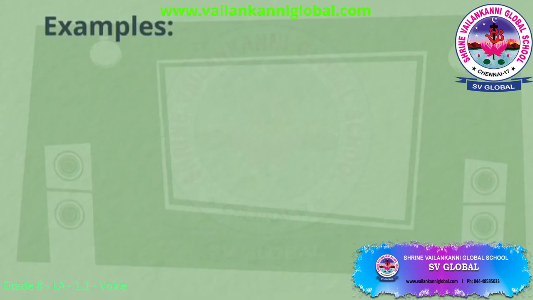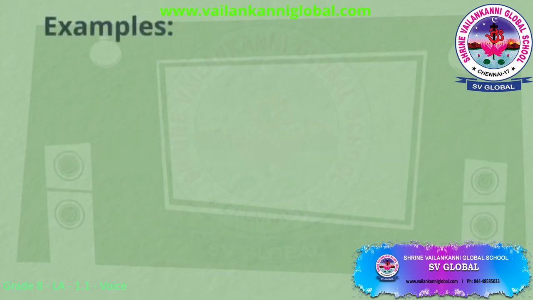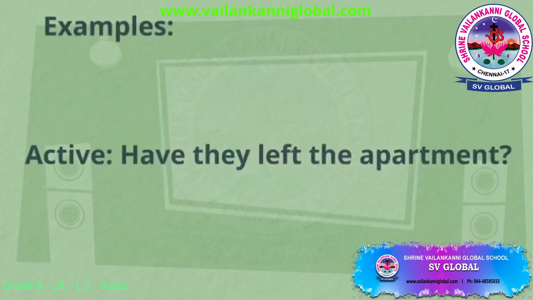Here is my example of active voice present perfect question. As usual, the question should begin with an auxiliary verb. So I have used have because the subject they is in plural form. The verb is left. Left what? The apartment. So it is an object. The active voice example is, have they left the apartment?